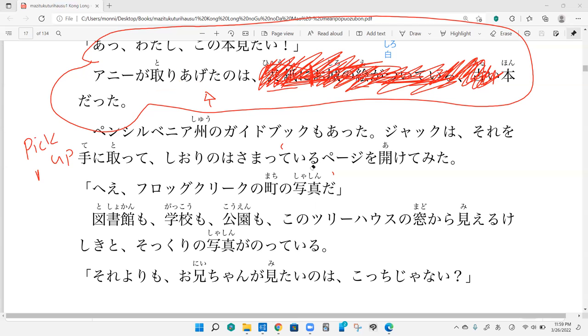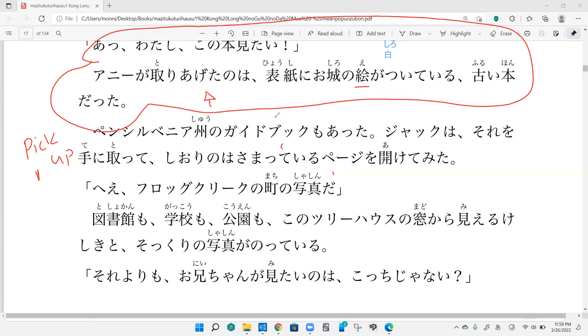So, picked up an old book. Yes. That is what this is saying. To say it in English, the closest way to what the grammar is doing here is: the thing that Annie picked up was an old book with a picture of a castle on the cover. So this no right here, what do you think it's doing?